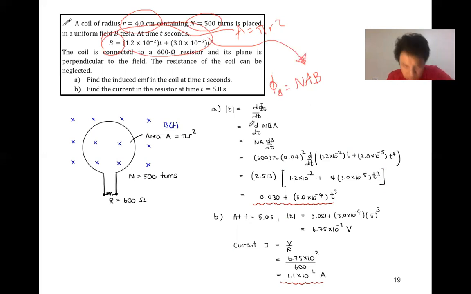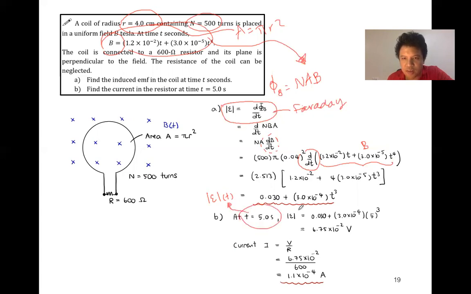So you have this expression when you use Faraday's law. The minus sign disappears because we take the absolute value, right? And then with a given function of B, you can just differentiate this function B, and so you are going to have the magnitude of the induced EMF as a function of time. After that, you substitute the time of 5 seconds into the equation, and you should get this number.